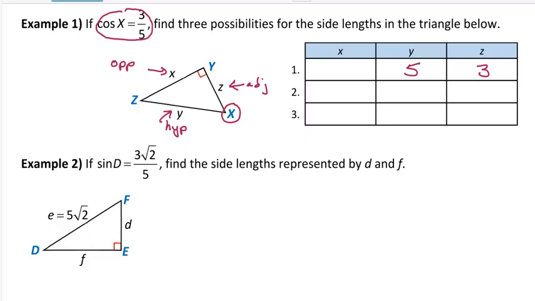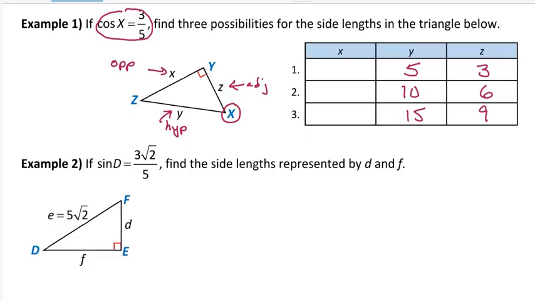Now, just because the ratio is 3:5 doesn't mean the sides are 3 and 5. That's one possibility. And then the sides could be double that. They could be 6 and 10. That way, cosine equal to the adjacent over the hypotenuse would be 6/10, which is equivalent to 3/5. They could also be 9 and 15. We can triple those side lengths. Now, we still have side x to find out.